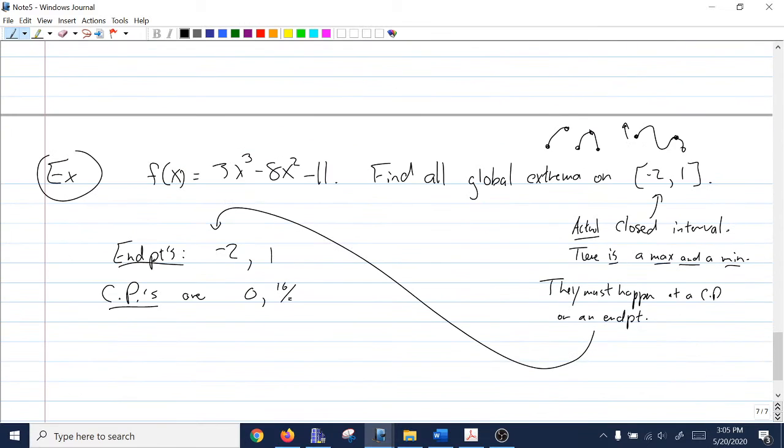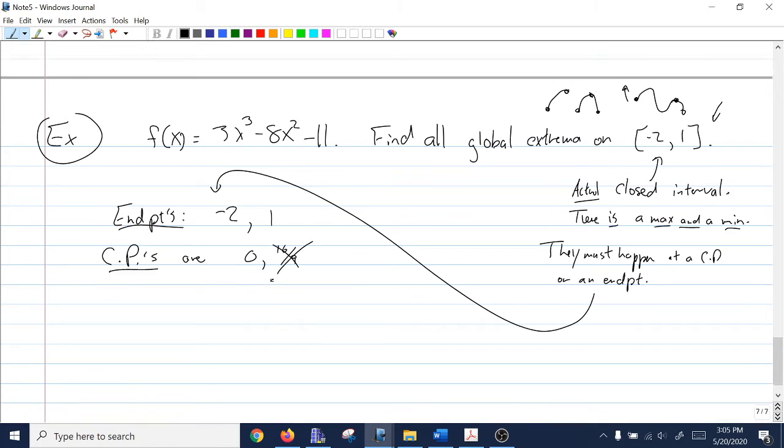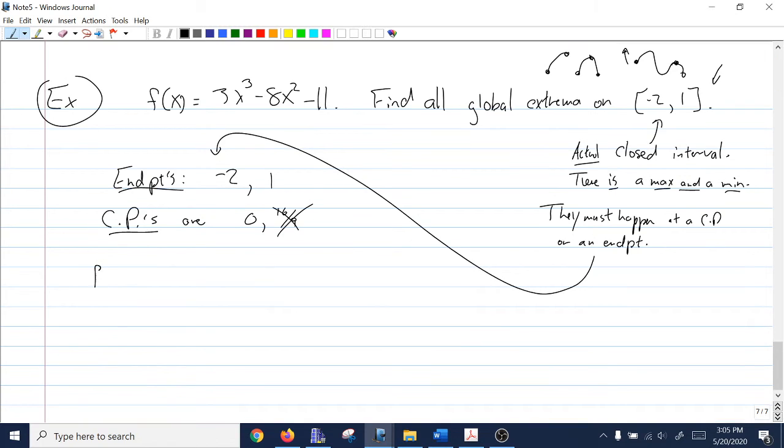What's 16/9? That's 1 and 7/9. 1 and 7/9 is outside of our interval. We don't care about 16/9. It would be a critical point, but it's not in the region we're talking about. So the maximum and minimum exist, and they happen at some of these points. Let's plug in these numbers. What's f of negative 2? What's f of positive 1?